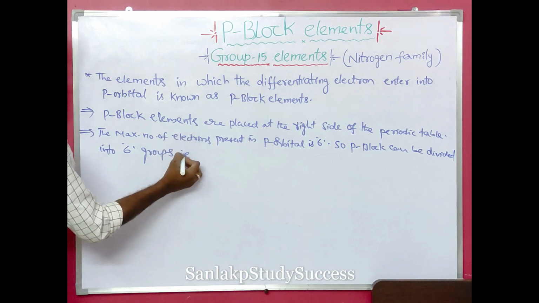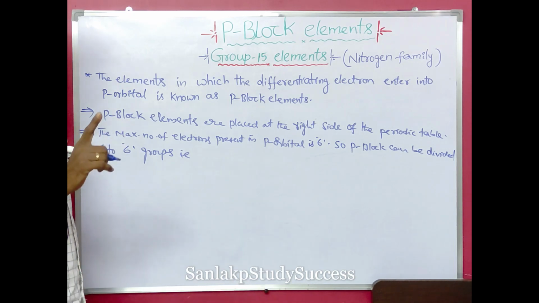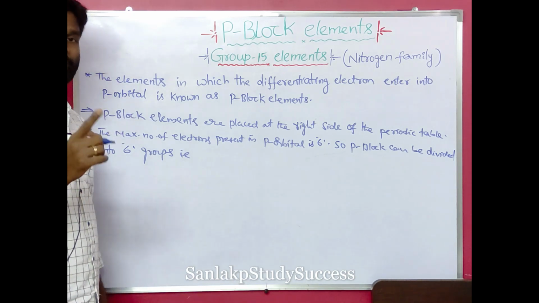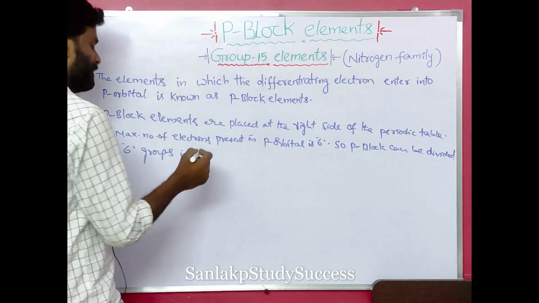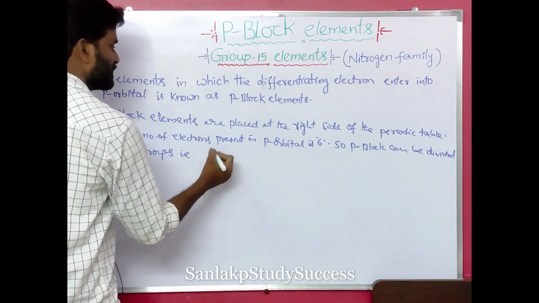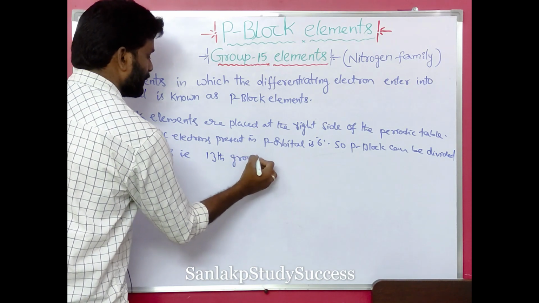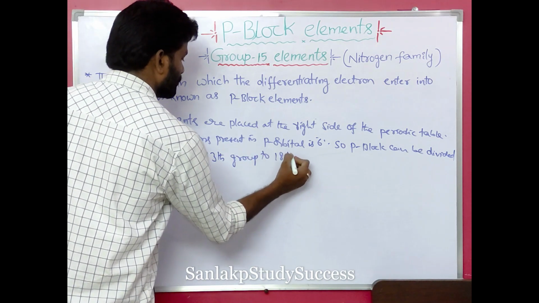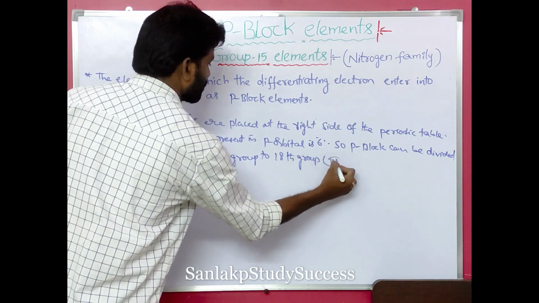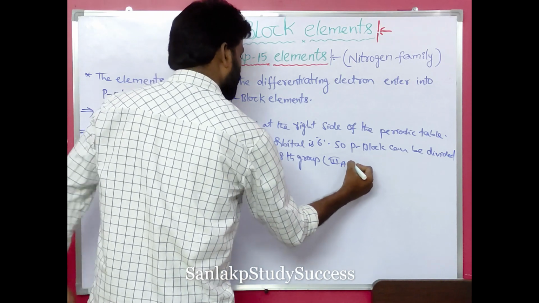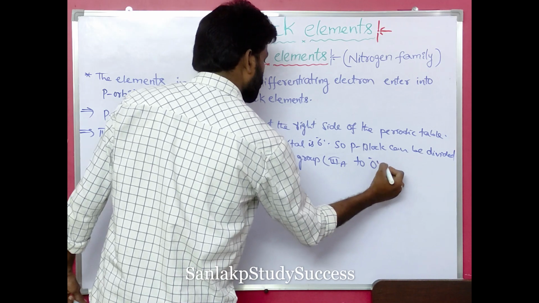So S block contains two groups, that is 1 and 2, and D block contains 10 groups, 10 plus 2, 12. Later P block, 12 plus 6, 18, that is 13th group to 18th group. So it is also said to be 3A group to 0 group or 8A.